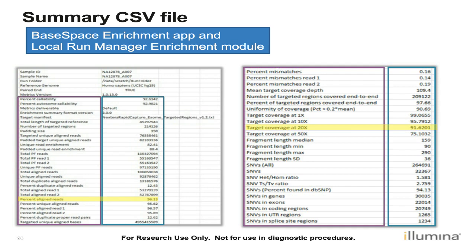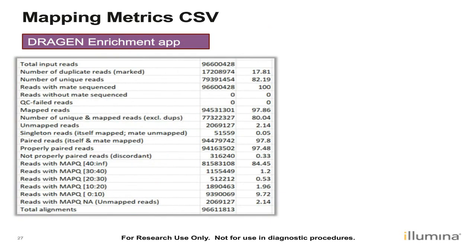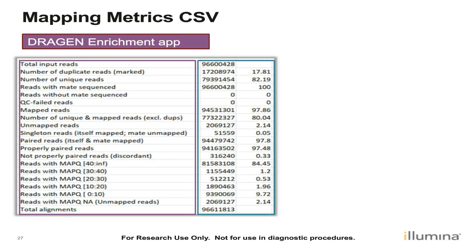And then similar to those outputs, this is an example of the DRAGEN enrichment output. And here we have, again, our metric on the left. And then the two columns immediately to the right give us the values. The first of those two columns is the number, and then the last column there is the percentage. So it gives you the information both ways.